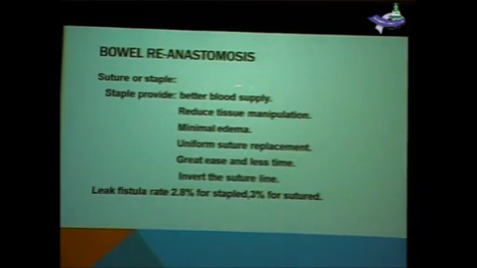Bowel re-anastomosis, suture or staple. There are many controversies about using suture or staples, but mostly it's agreed upon that a staple provides better blood supply, reduces tissue manipulation, minimal edema, and uniform suture replacement. It has great ease and takes less time, and it does not impair the suture line.